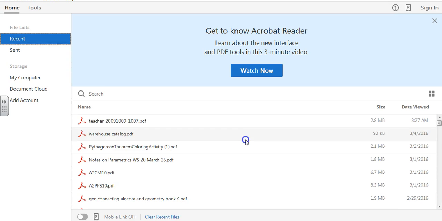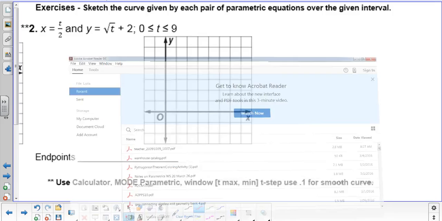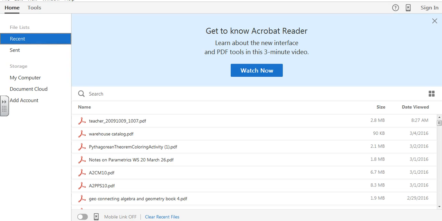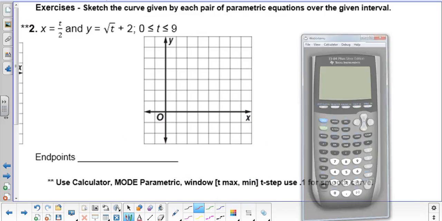The first thing, whoa, what did I click? Not what I wanted to. I want to click this guy. I'm still recording, right? Okay. What am I? Oh, dingbat. I want to click this.